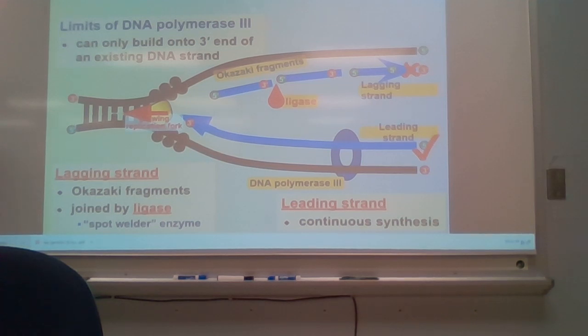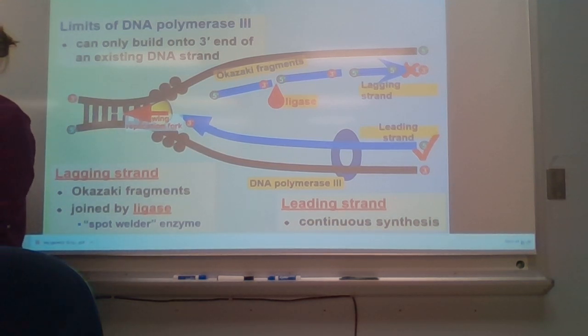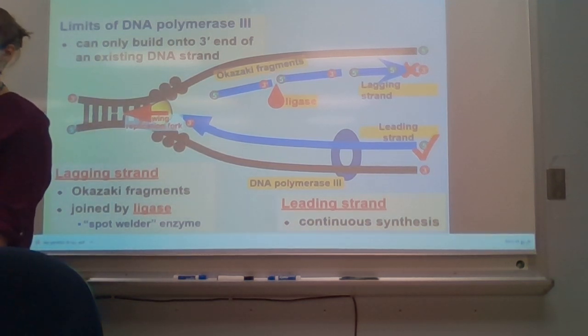Then who would have to act next? Primase. This isn't the order we talked about, but primase would have to happen next because it has to lay down that RNA primer so that our next enzyme, DNA polymerase 3, can then join and start adding the DNA nucleotides, making the actual new strand.